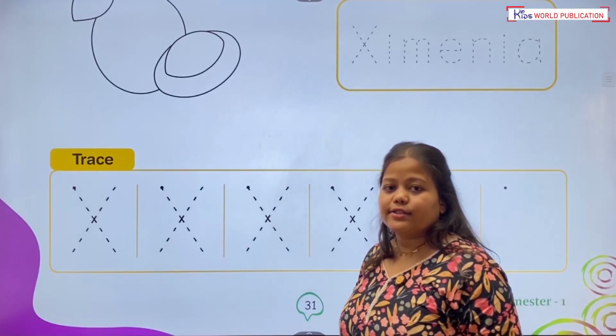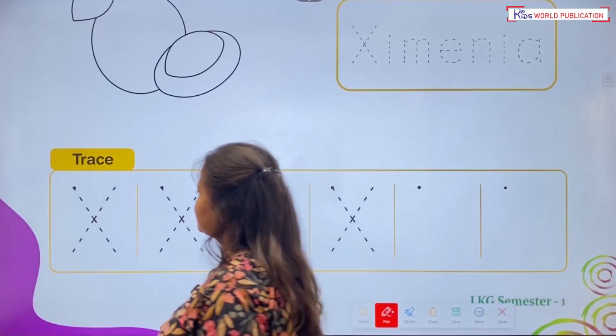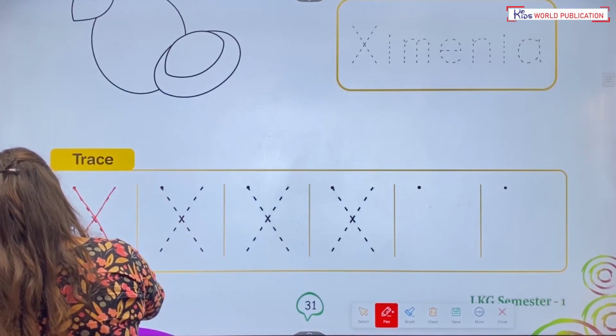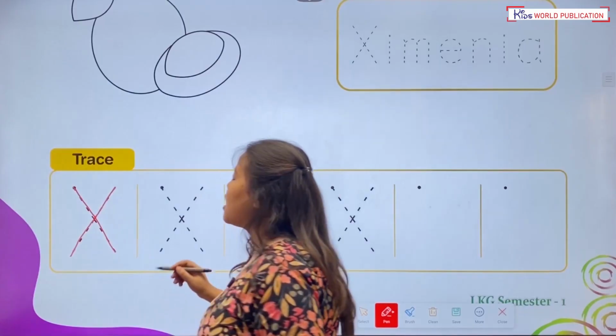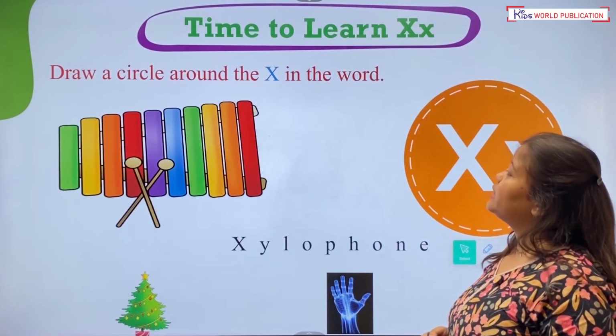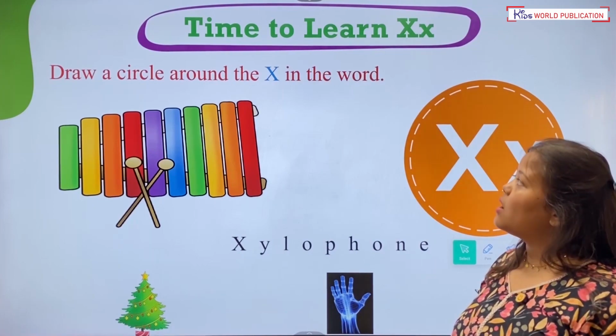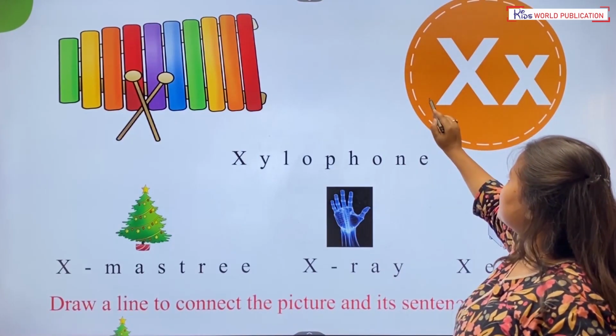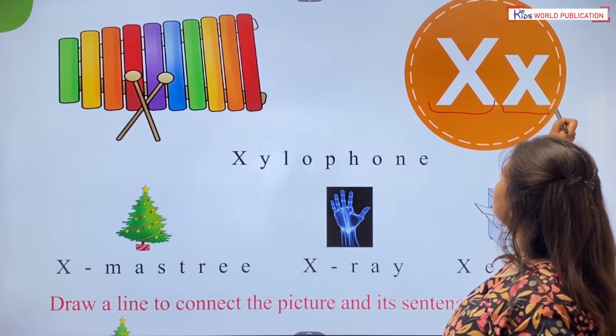Trace. Let's trace the letter X. So this is how you will trace the letter X and complete it. Time to learn X. Draw a circle around the X in the word. Kids, this is letter X. This is capital X and this is small x.